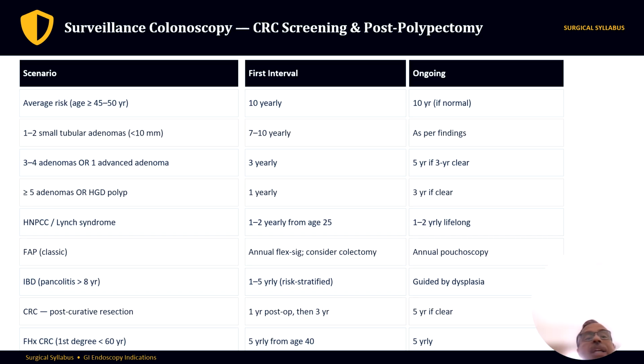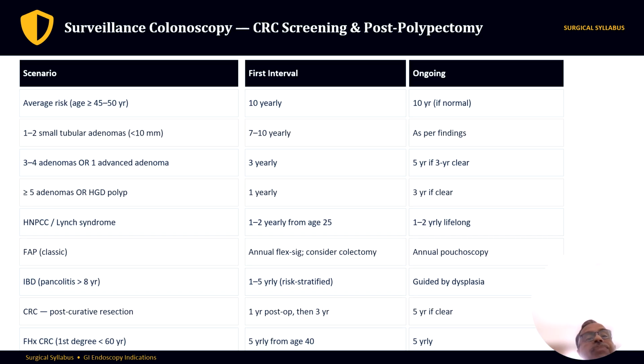If the patient is a known case of Lynch syndrome or hereditary non-polyposis coli syndrome (HNPCC), then every 1 to 2 years from the age of 25, these patients should undergo surveillance colonoscopy, and it can be lifelong. Familial adenomatous polyposis: annual flexible sigmoidocolonoscopy should be done. Inflammatory bowel disease with pancolitis: every 1 to 5 years, for risk stratification, a surveillance colonoscopy should be done.